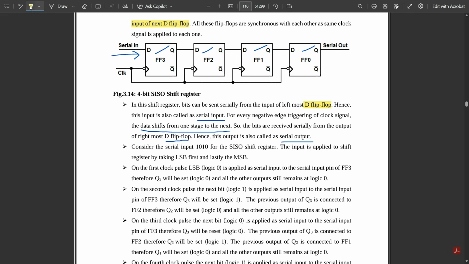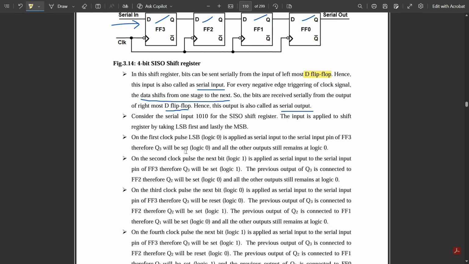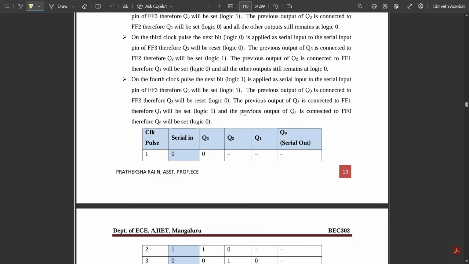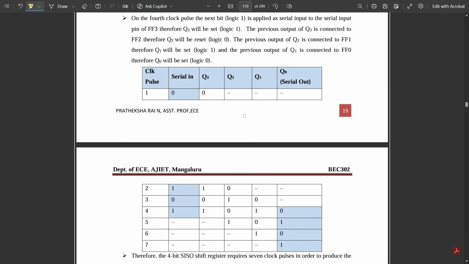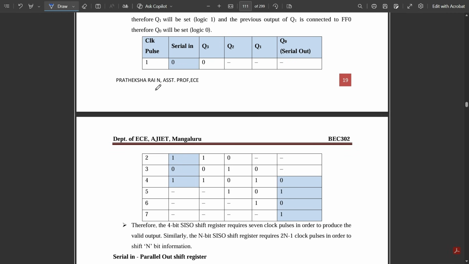That is, as I've told you, this depends on the clock pulses, right? Based on the negative edge triggering, whenever there is negative edge triggering, it would be shifting its data from one flip-flop to the other flip-flop. Okay, so these are some of the examples given here. You see here, with this truth table it would be very clear about the concept of the SISO 4-bit shift register. Okay, you see here these are the clock pulses provided.